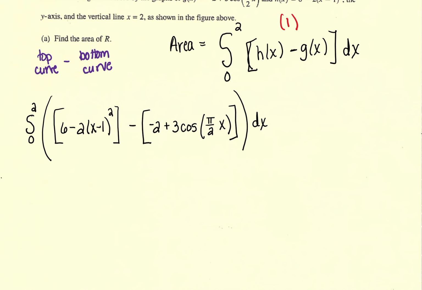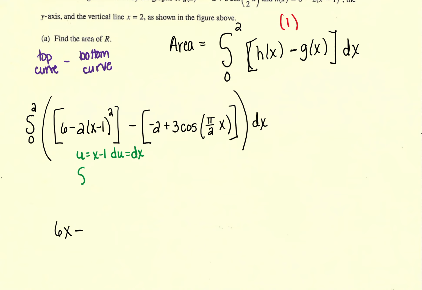All right, so to integrate the first one, to integrate 6, that's pretty simple. That's just going to be 6x. Now, to integrate this next term, we're going to need a u substitution. So u is going to be x minus 1, and then du, which is just the derivative of that, would be 1 dx.